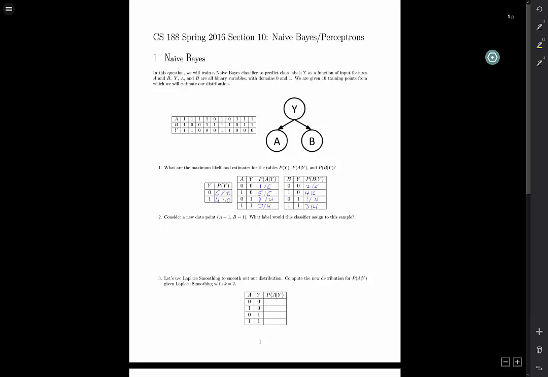Okay, now they say, consider a new data point, a equals 1, b equals 1. What label would this classifier assign to this data point? So we know that the probability that we would classify as 0 given a equals 1, b equals 1, we know that's proportional to the joint.